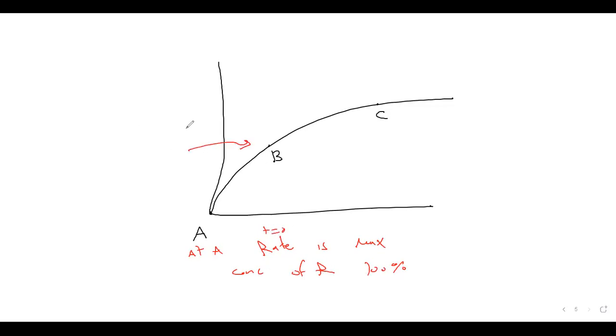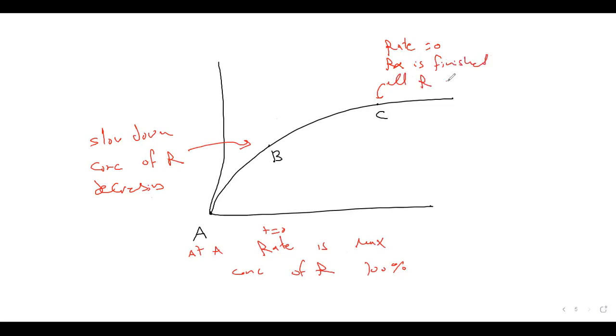At B, rate is slowing down. Explain why: concentration of reactants decreases gradually. At point C, rate equals 0. Explain why: reaction is finished, all reactants are used up, concentration of reactants equals 0.